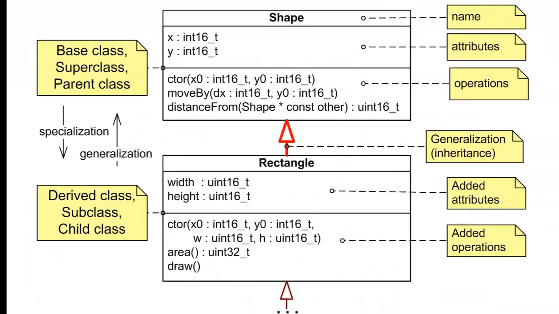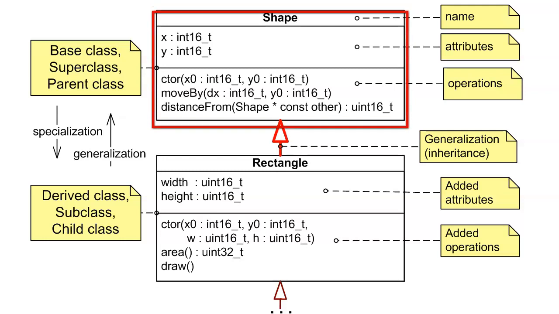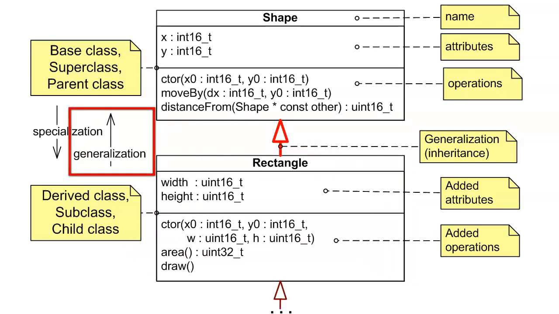Now you probably wonder where the term upcasting is coming from, so it's time to learn a little of terminology and graphical notation. Here is a class diagram which is drawn in a traditional way with the base class shape on top and the derived class rectangle below. From this you can see that casting from the derived class to the base class goes up, hence the term upcasting.